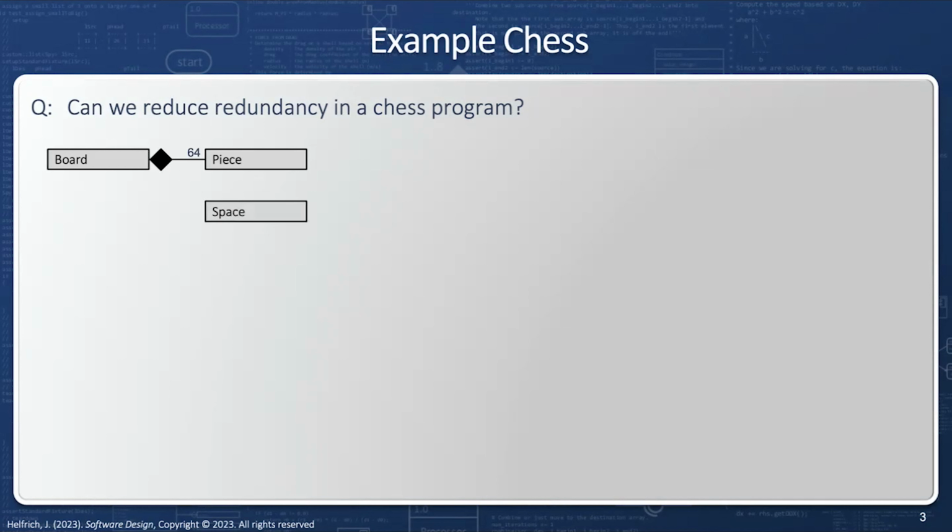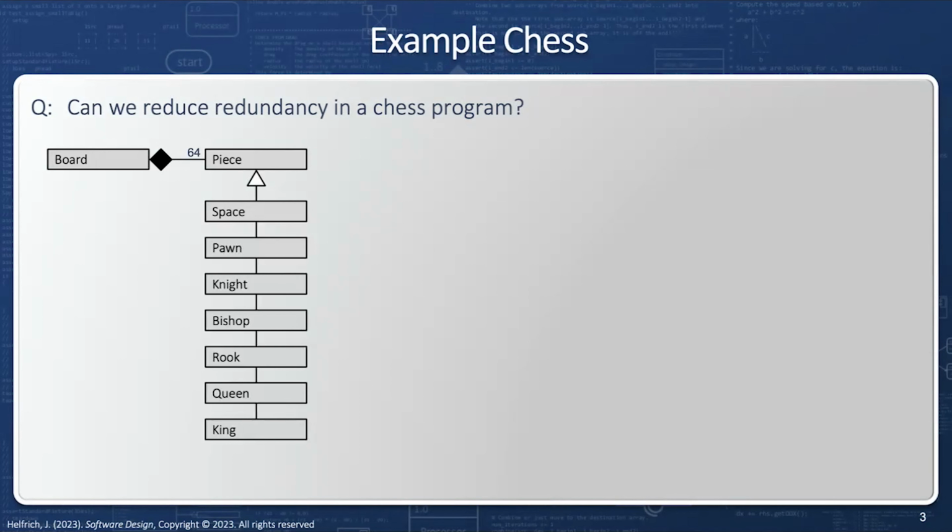Now, one type of piece is a space, and the space is related to the piece by inheritance. But we're also going to have a pawn, a knight, a bishop, a rook, a queen, and a king, and all those are different types of pieces. Each piece is going to have a position by association, and that association is, once again, composition, because the piece will create and destroy its position, its location on the chessboard. And there'll be exactly one.